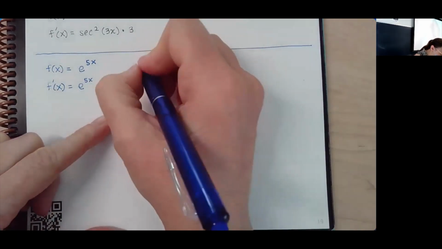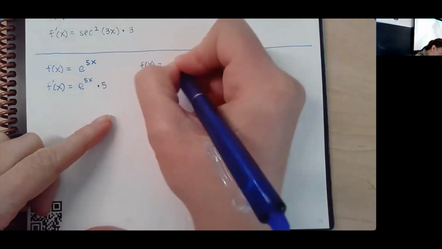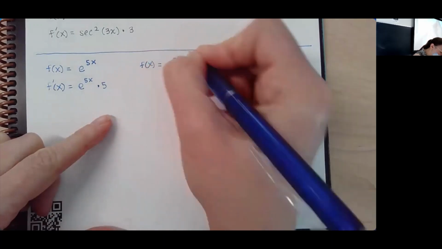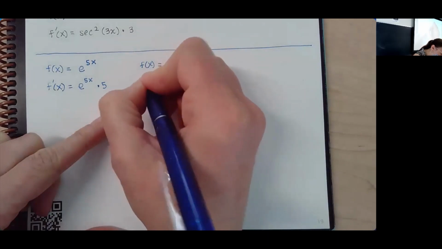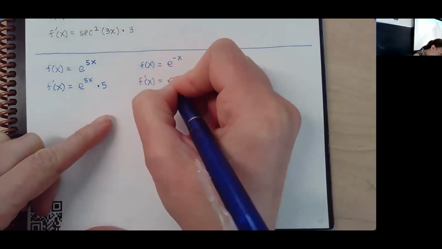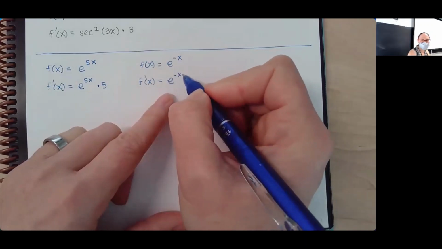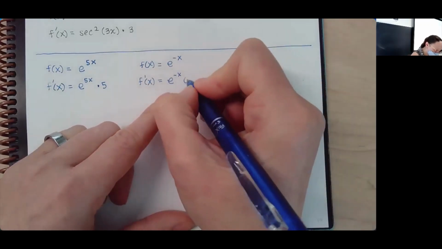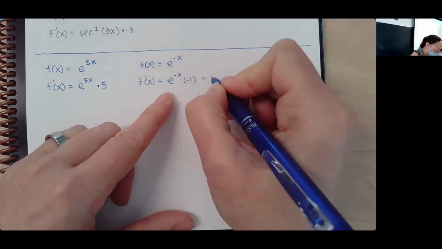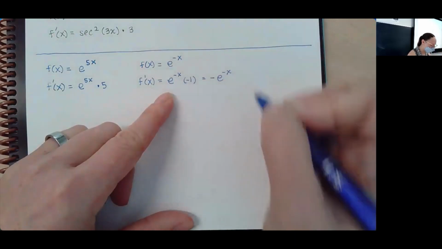The one that people make mistakes on even more is if it's just e to the negative x. And when we take that derivative, we get e to the negative x, but then the derivative of negative x is negative 1. And usually we write that as negative e to the negative x.